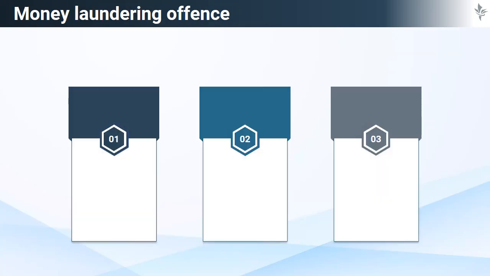Money laundering is the process whereby dirty money produced through criminal activity is transformed into clean money, so that the criminal origin is difficult to trace. There are 3 stages in the money laundering process.